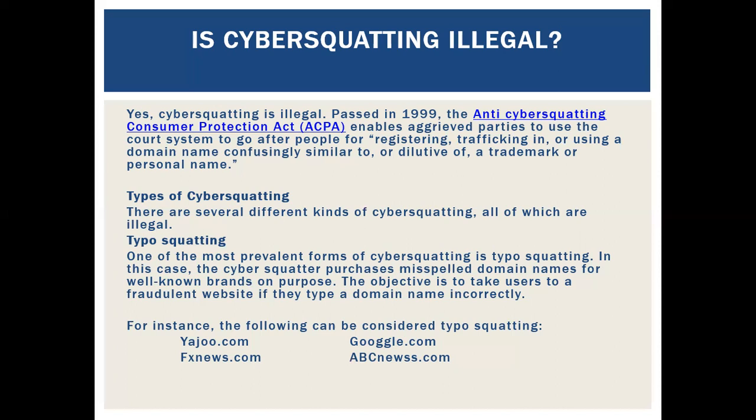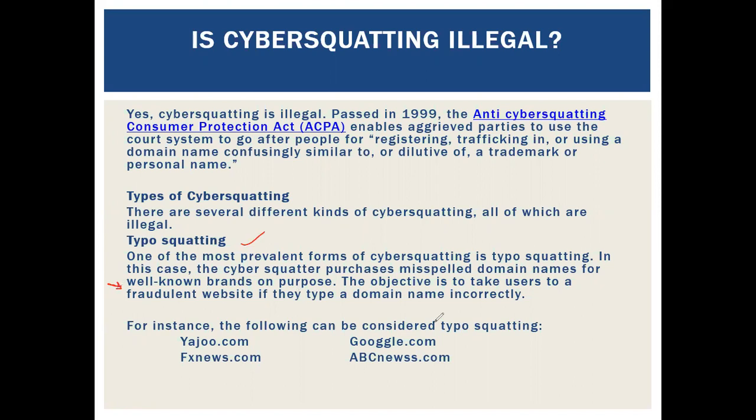There are several different kinds of cyber squatting, all of which are illegal. One is typosquatting. One of the most prevalent forms of cyber squatting is typosquatting. In this case, a cyber squatter purchases a misspelled domain name of a well-known brand on purpose, to misguide people. The objective is to take users to a fraudulent website if they type a domain name incorrectly.